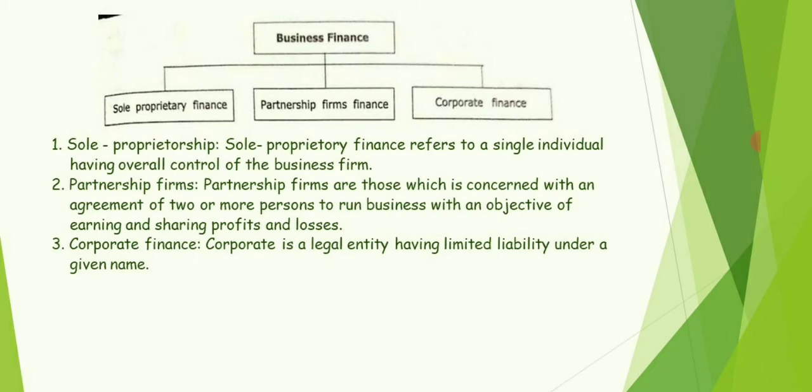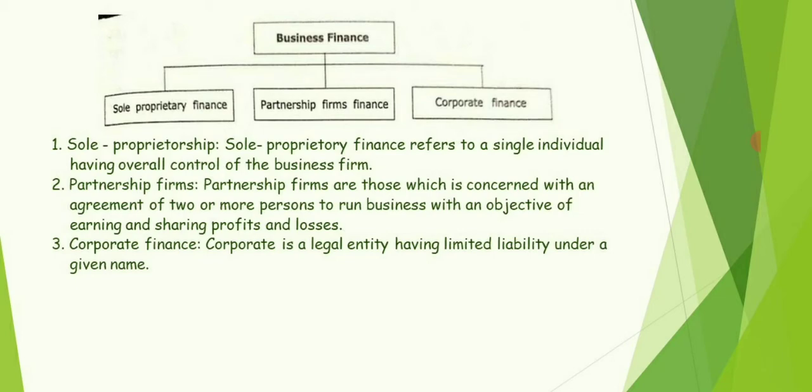See here, sole proprietorship. Sole proprietor finance refers to a single individual having overall control of the business firm. That means only a single person deals with all the business operations. In this type of business finance, a single owner promotes, finances, controls and manages the entire business operations. He only bears the entire risk of the business. This is the sole proprietorship.